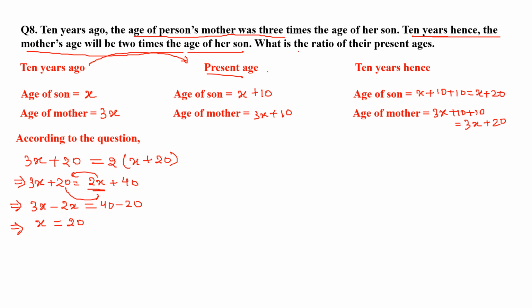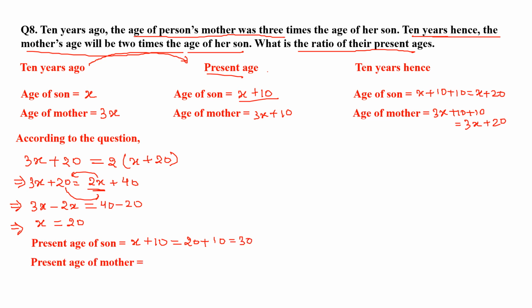But the question is you have to find the ratio of their present ages. So first find the present age. x is not the present age of son. Present age of the son is x plus 10, right? So present age of son will be x plus 10, which will give me 20 plus 10, which is 30. And the present age of mother is 3x plus 10, isn't it? So it will be 3 into 20 plus 10. Now 3 into 20 will give me 60, 60 plus 10 will give me 70.